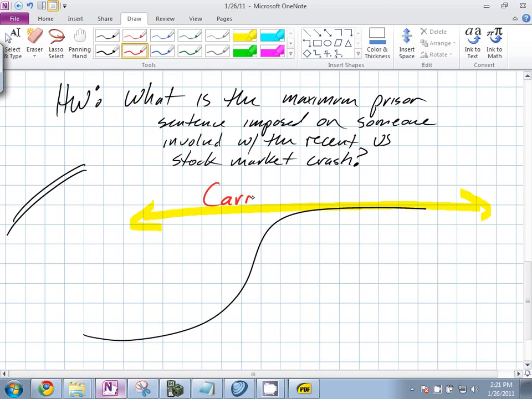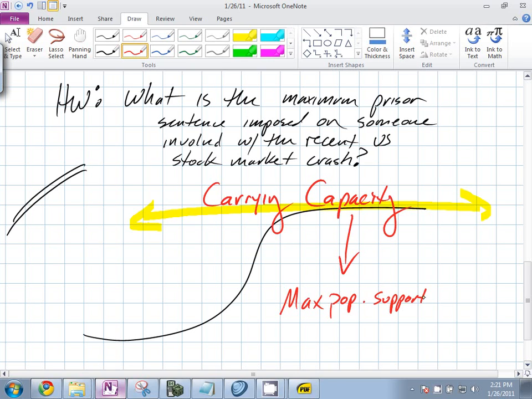Carrying capacity. Who knows about that? What is the carrying capacity? It's the largest number of that organism that can be supported by the environment. Yes, max population supported by an environment. Is that, like, when you go over that it has problems, like, say, in Pennsylvania with the deer, I believe? Yes, absolutely.